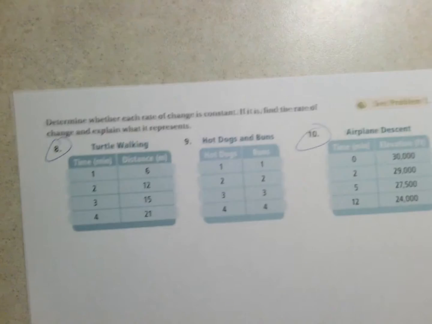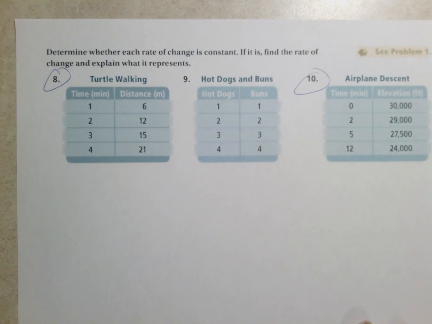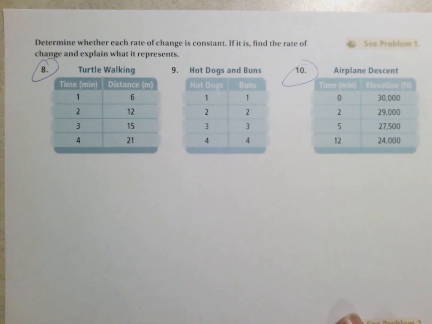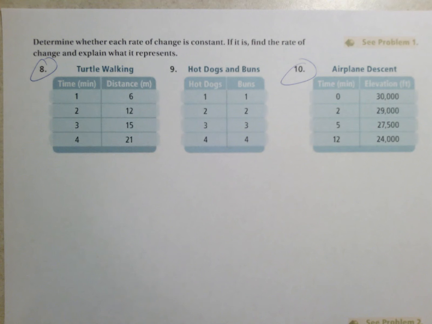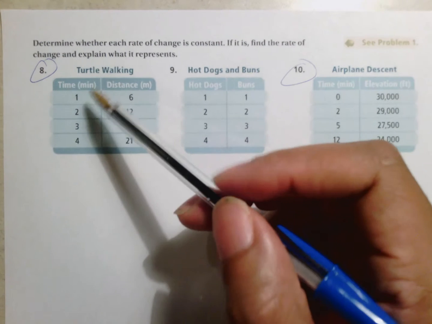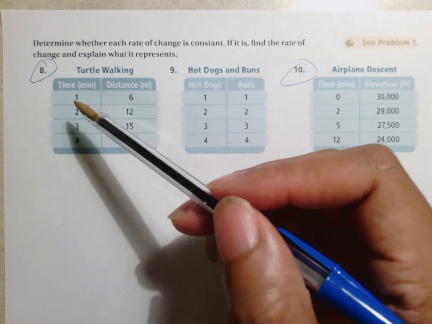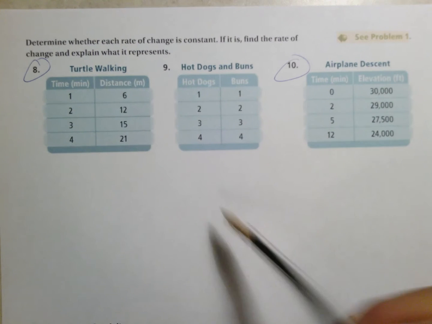So let's look at some examples from the book. Again, you don't have to write all these, just make sure you understand what is going on. One of the things it's going to ask you to do is determine if the rate of change is constant. And if it is, find the rate of change and what it represents. Looking at this box, you have to start using your common sense on questions. That way it makes it easier for you.